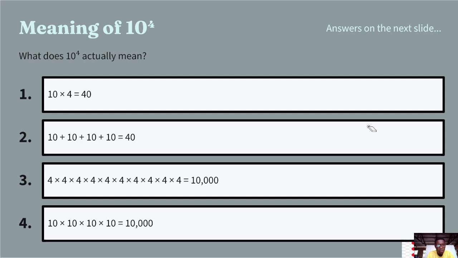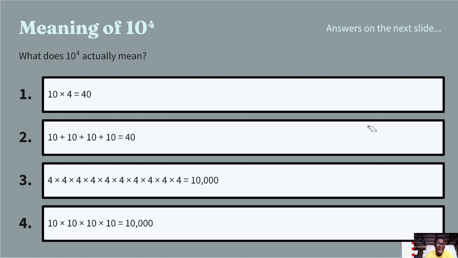Some students confuse it with addition or multiplication. So when you see 10 exponent 4, they may say 10 times 4. That is what some do say. So they mistakenly do it fast. They multiply the exponent with the base, giving us 40. Is that actually correct?